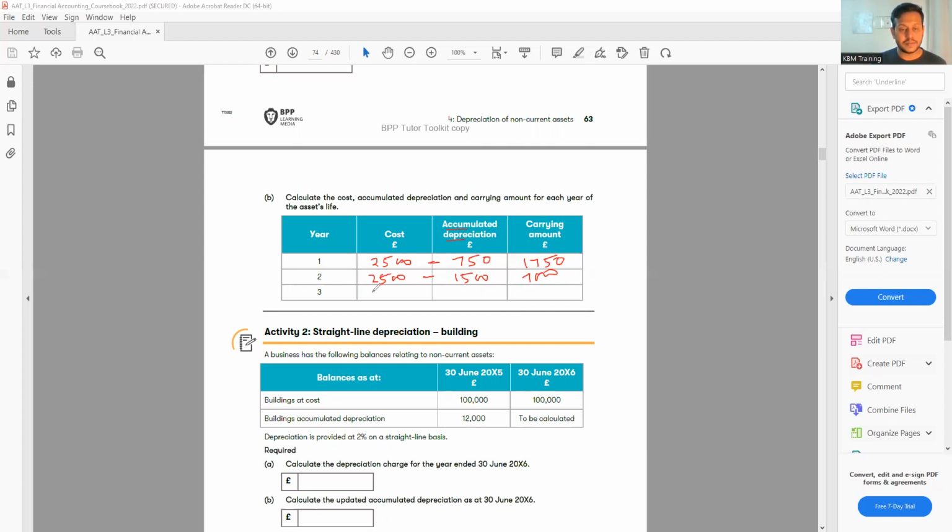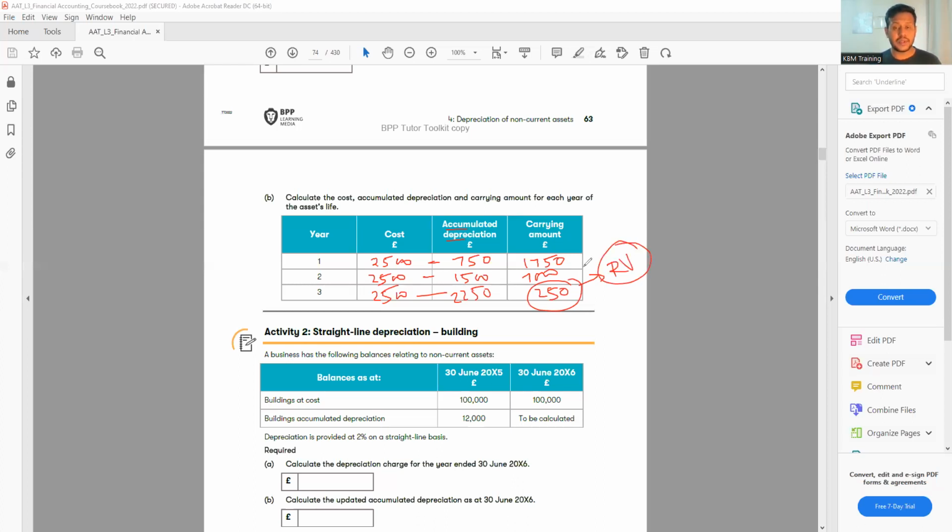Then year number three, 2,500 is the cost. And the accumulated depreciation will be this time 1,500 plus 750 for year number three. That will be 2,250. And my carrying value will be 250. This is the carrying value we have left for our residual value. Whatever the residual value was, this is what is left, and we'll get it back.